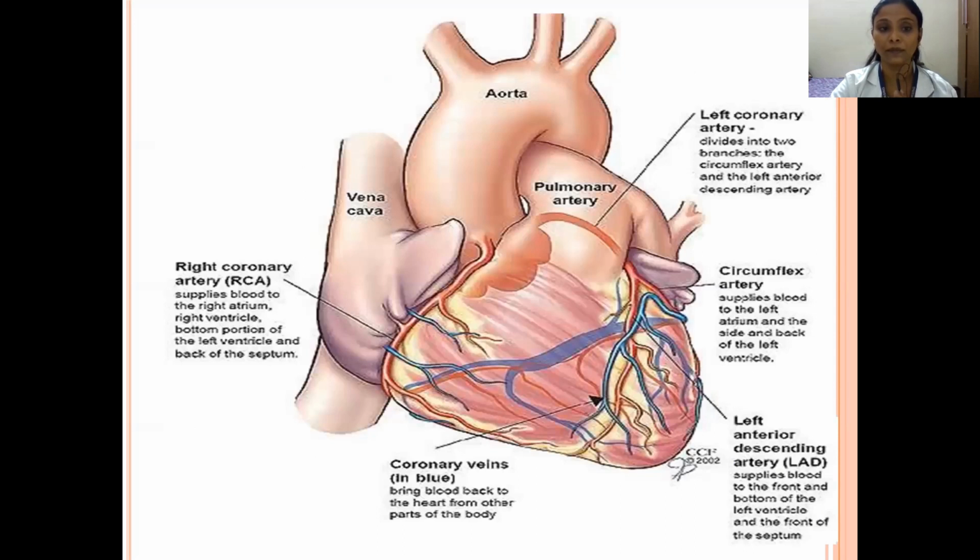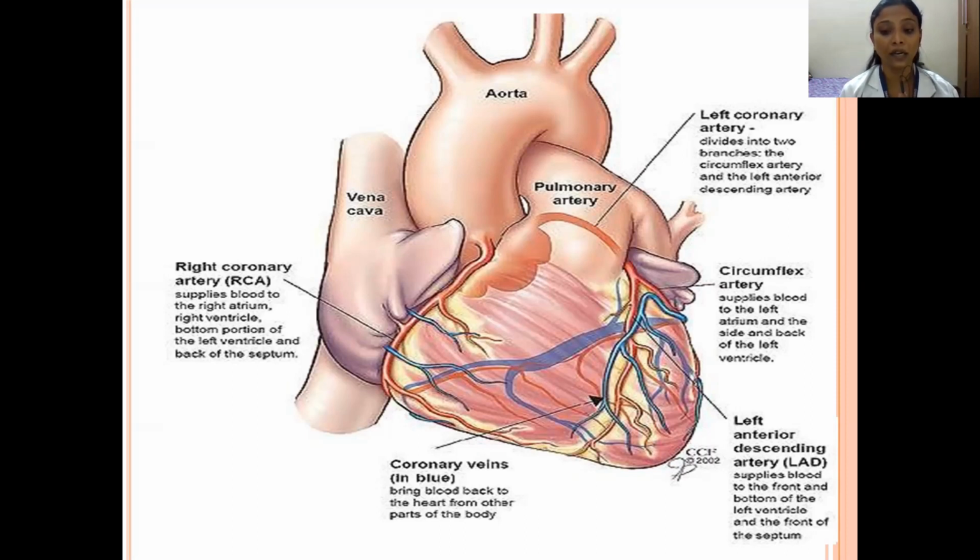You can see in this picture the aorta, the pulmonary vena cava, and the pulmonary artery, where you can see the coronary artery, circumflex artery, left anterior descending artery. Coronary veins in blue you can see, and in red you can see the left anterior descending artery and right coronary artery, which supplies blood to the right atrium, right ventricle, bottom portion of the left ventricle, and back of the septum. And the coronary veins in blue bring back the blood to the heart from the other parts of the body.